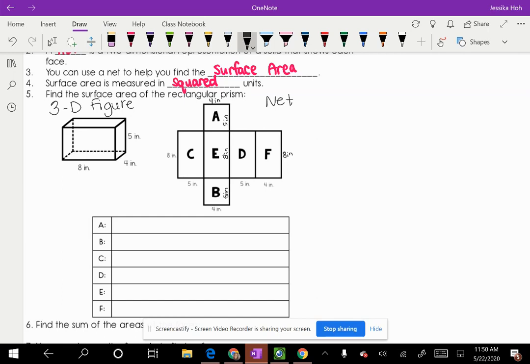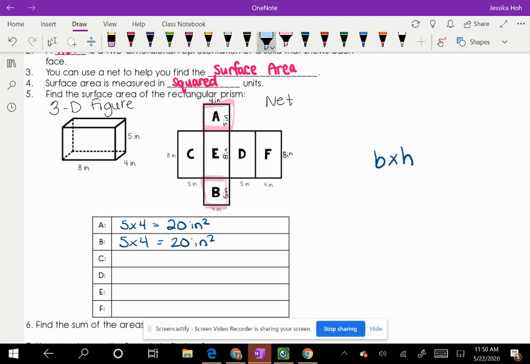All right, so the first one we're going to look at is A. A has a base of 4 and a height of 5. Remember, base times height is the formula we're going to be using. So I'm going to use 5 times 4, and that gives me 20 inches squared. B, I have the same thing. 5 times 4 equals 20 inches squared.